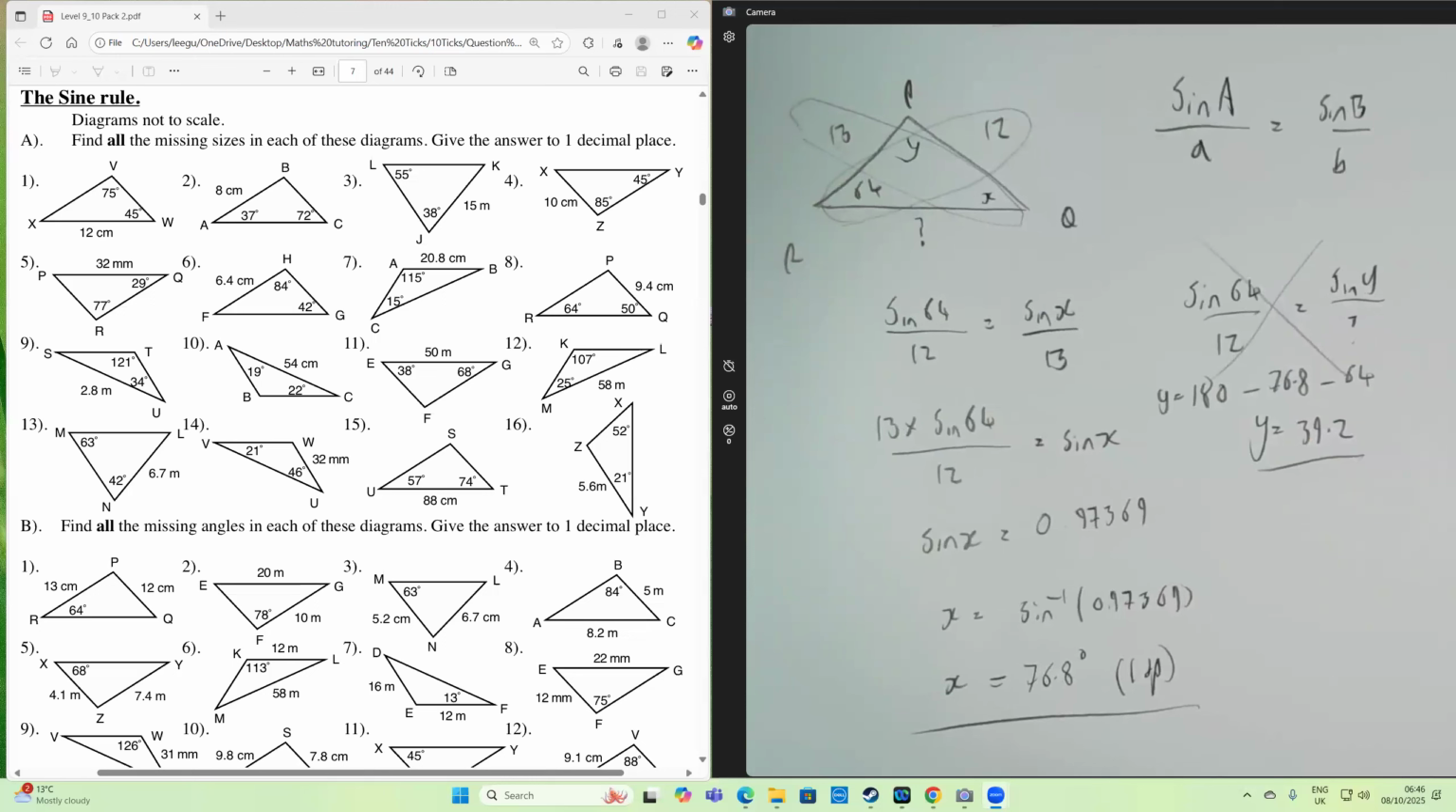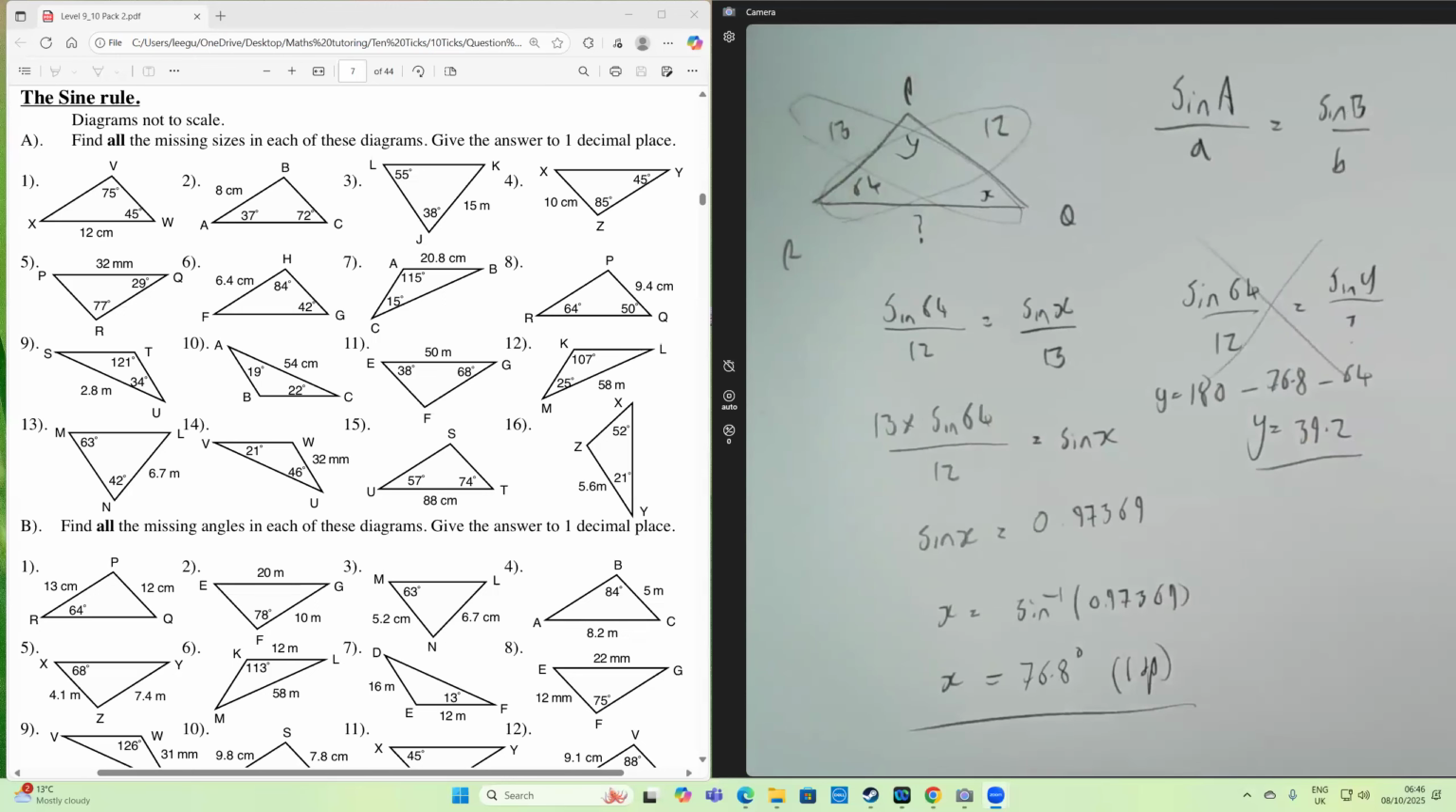I hope you found that useful. That's just a really basic introduction into how to use the sine rule in order to find a missing side and a missing angle. In the next video, I'm going to be looking at how to use the cosine rule to find a missing side and a missing angle.